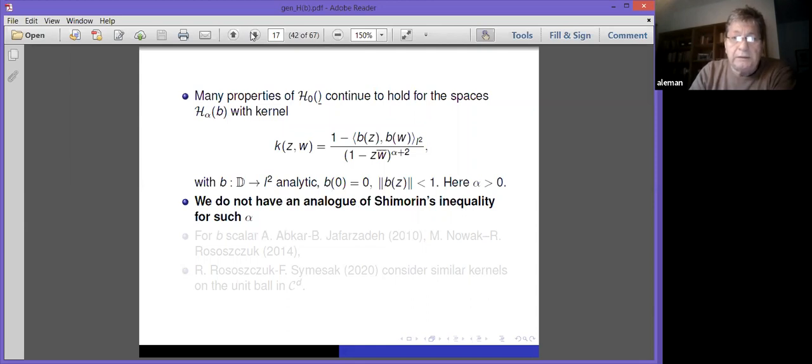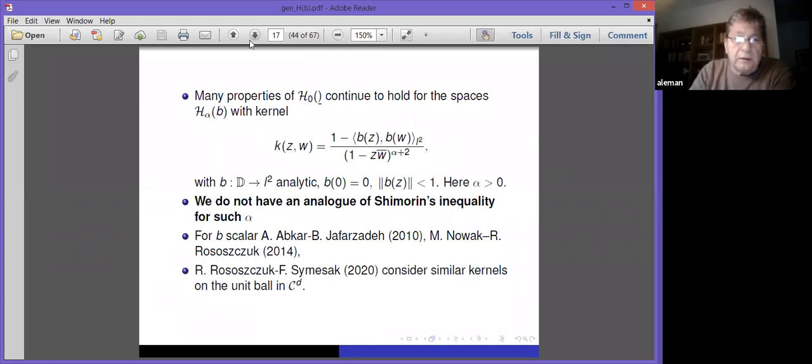Okay, but people showed a lot of interest for other properties, not for the inequality. So Ali Akbar and Jafarzadeh, 2010. So this is quite a recent work. Maria Nowak, Rososzczuk, 2014.